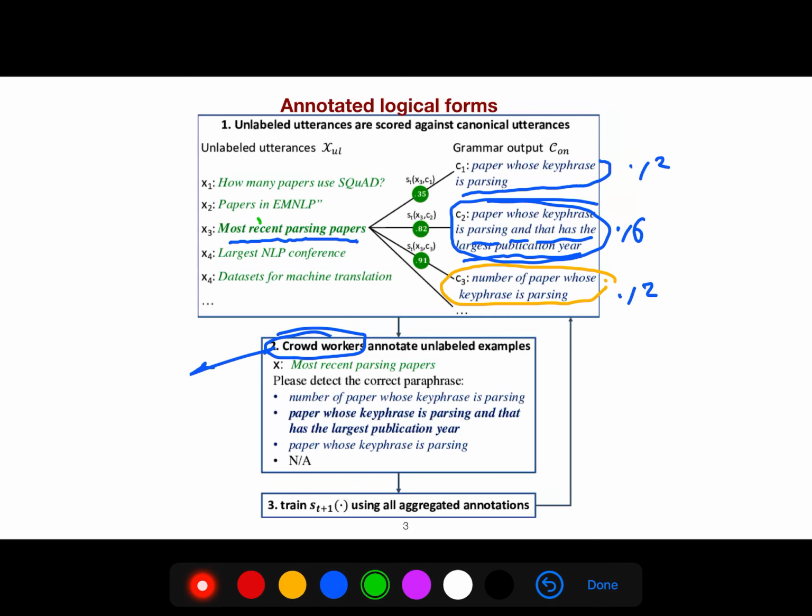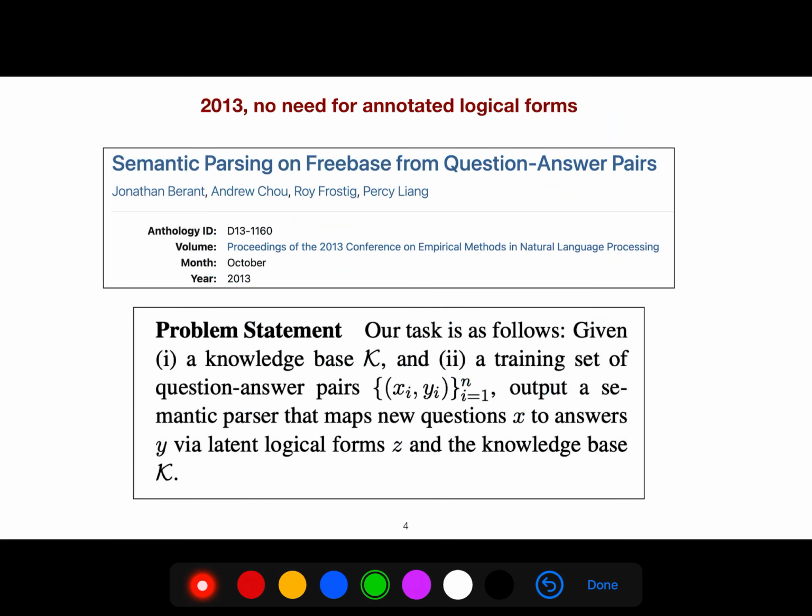But if you give me most recent parsing papers, I don't understand it, which is very literal. It's like a person from a very complex background, I don't understand it. But this is like a machine: I can count, I can add, I can take the maximum. For example, I have a knowledge graph, I can count all of these edges and say, okay, the answer is 4. And in 2013, in a nice paper, we understood that we don't need annotated logical forms.